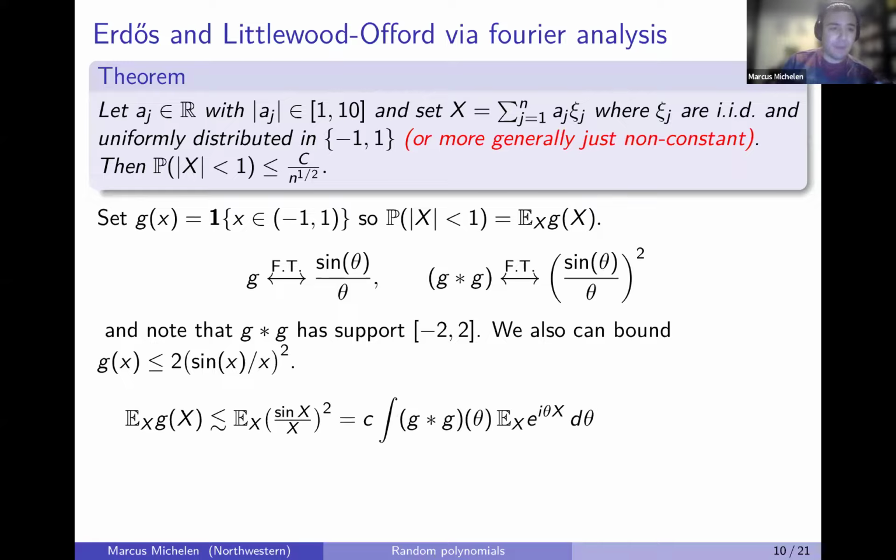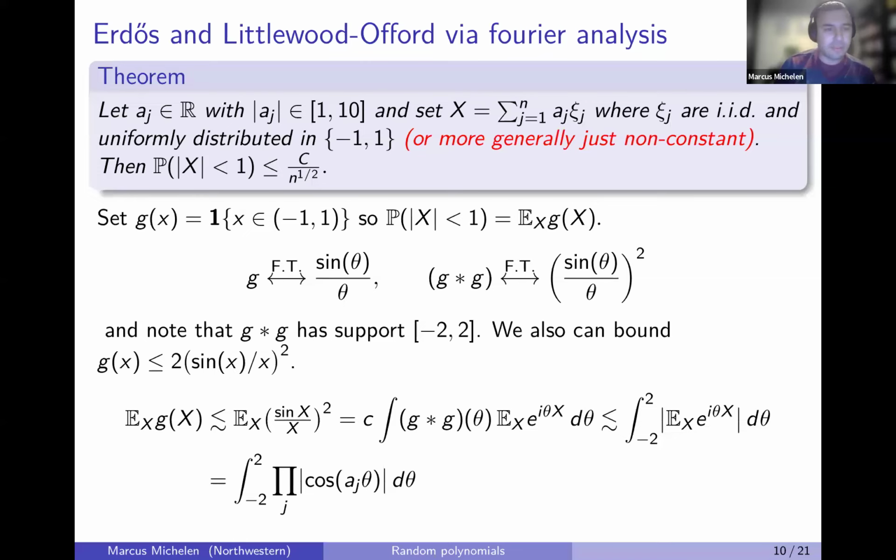Now I can just take the Fourier transform of each side, and I get the Fourier transform of sine x over x squared is g star g, and the Fourier transform of x is the expected value of e to the i theta x. But now I can just remember that g star g is supported between -2 and 2, so just use a triangle inequality. It's just bounded by some number. And now what's the Fourier transform there? It's just a product of a whole bunch of cosines.